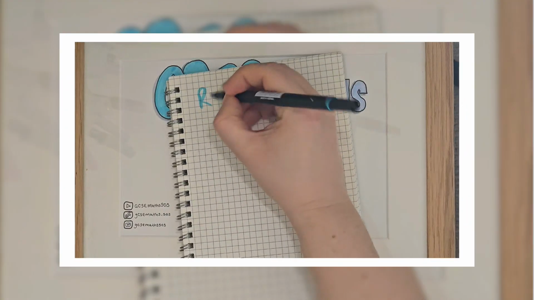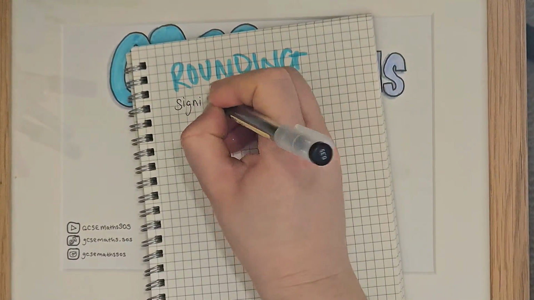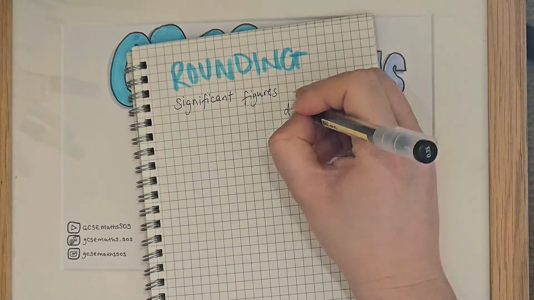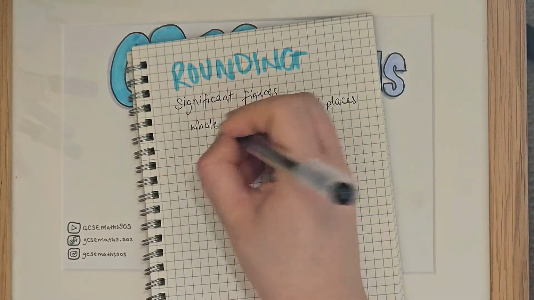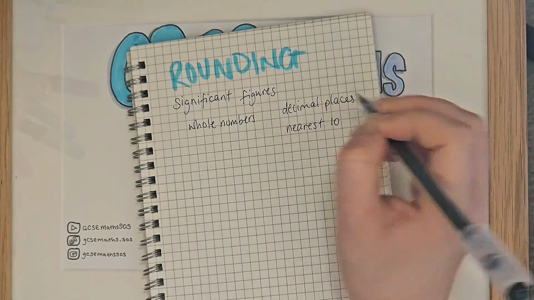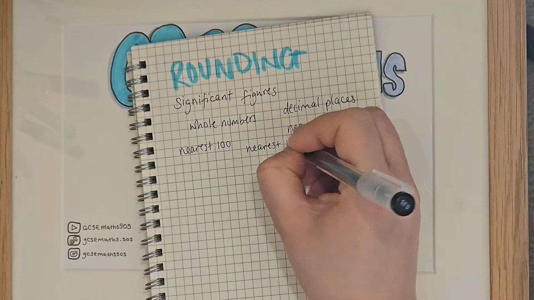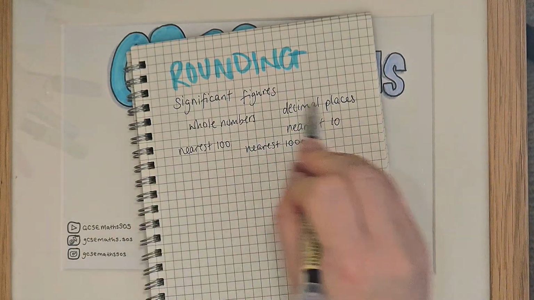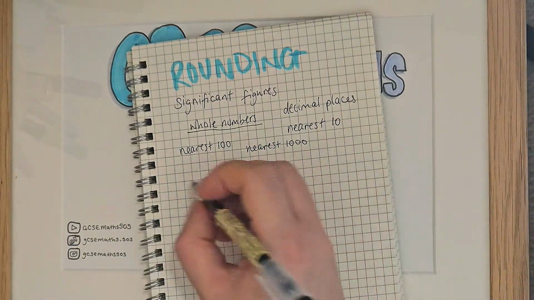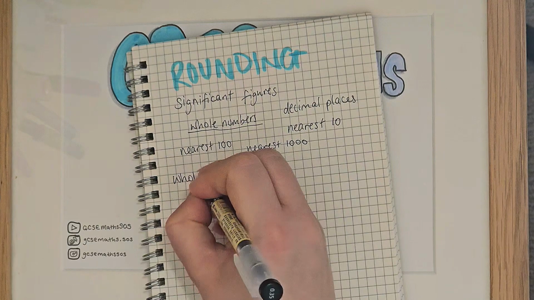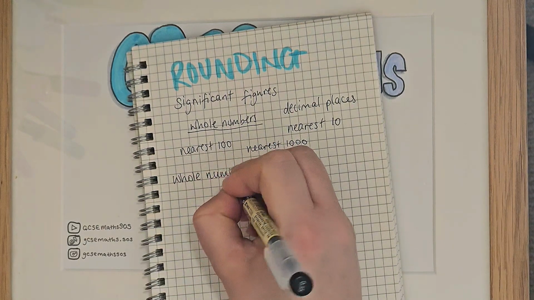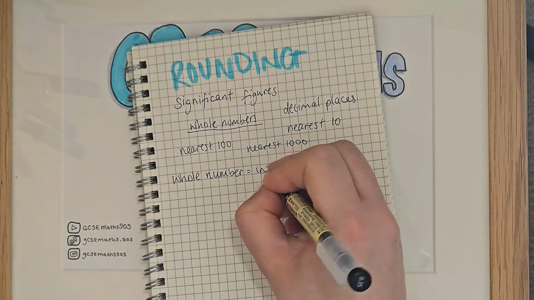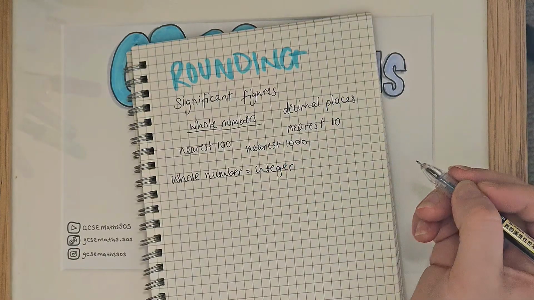Let's get into it. Today I'm going to pick up a topic that is in every single exam series and has been since 2017, and that is rounding. There are a few different ways you can round. They can ask for whole number or integer, decimal places, nearest 100, nearest 1000, nearest 10, and significant figures. We're going to focus on the grade 1 to 3 topics first: whole numbers, nearest 10, nearest 100, and nearest 1000.